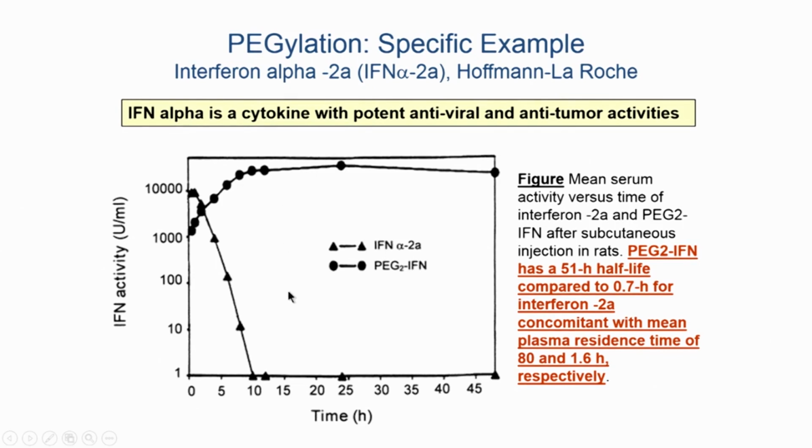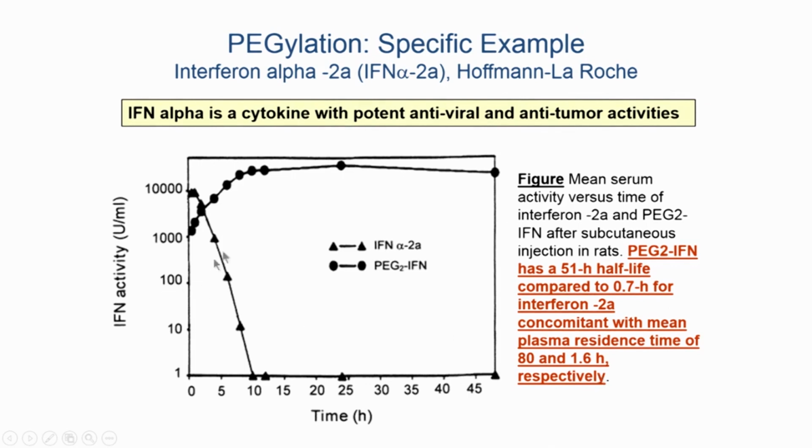Now when you inject it into the body, you see that the half life is significantly different. Now you have a half life of 51 hours. That means now the patient will only have to take an injection after, let us say, 3 days instead of taking it every day, and of course the residence time in the plasma is 80 hours compared to 1.6 hours earlier.